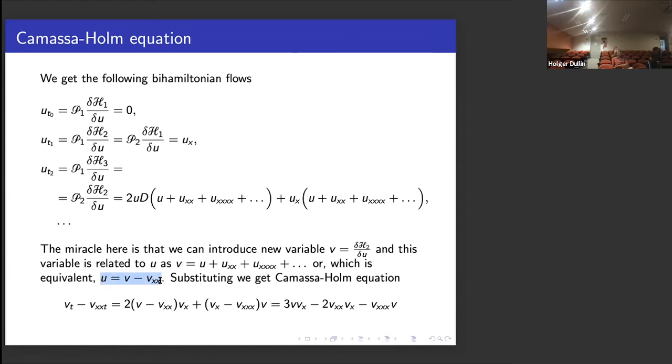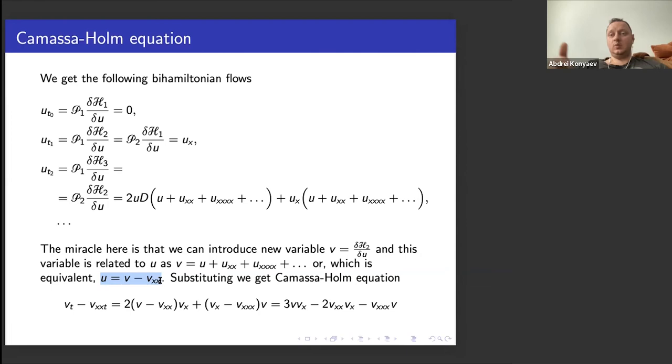So see, we applied this scheme I described in the finite dimensional case in two particular cases, KdV, which is well known, and Camassa-Holm, which is again well known. Now we're going to do some new stuff. We're going to do the two component case.